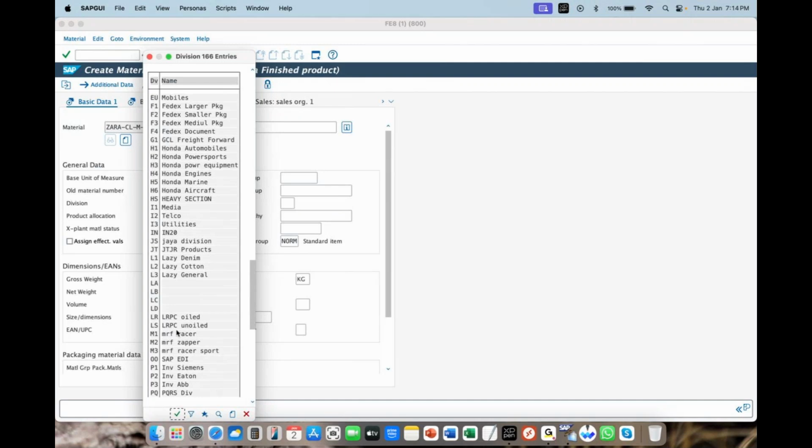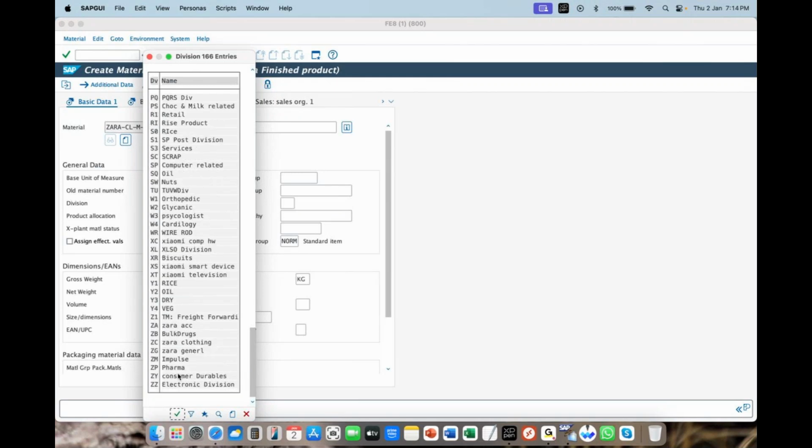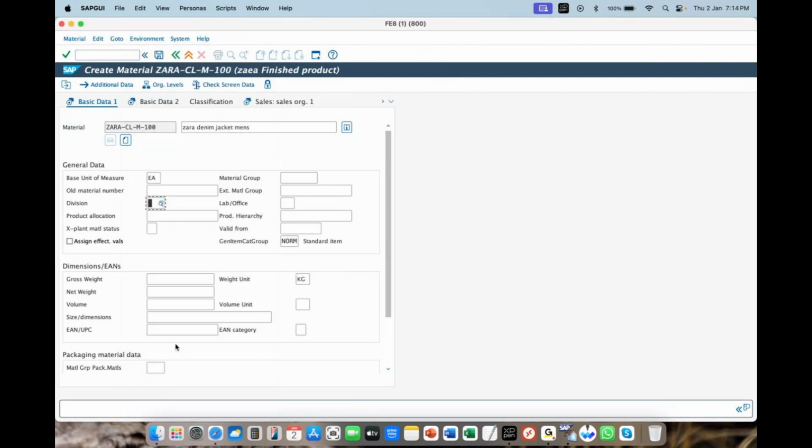what is our material group we made? Sorry, what is the division, I meant to say. So for division, we have Zara clothing, Zara general, Zara accessories. So I'm taking clothing, okay? Now, clothing you have taken, but clothing of whom? Clothing is not everything, right? So here, even when I was writing on the board initially, clothing is one division.